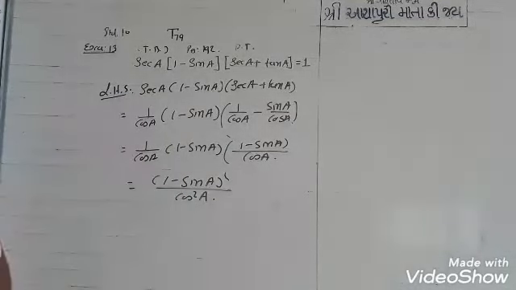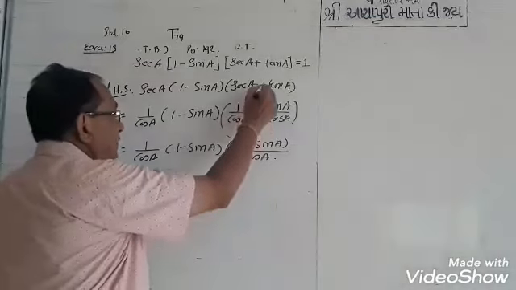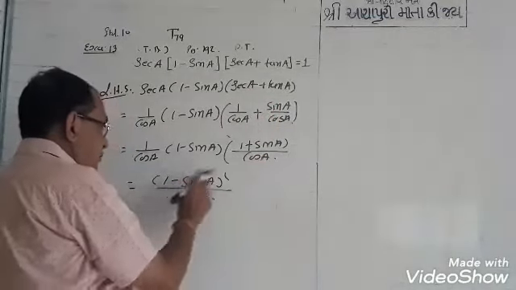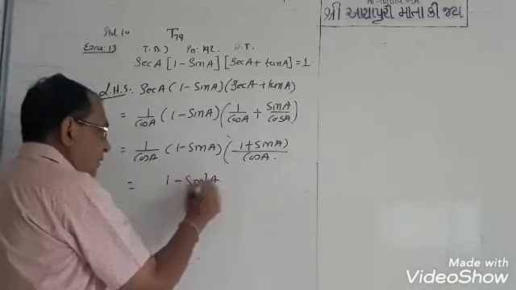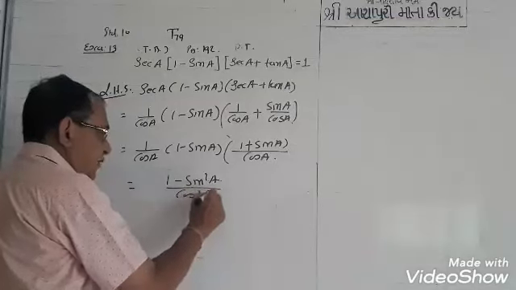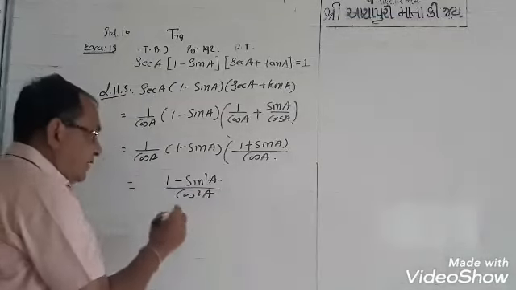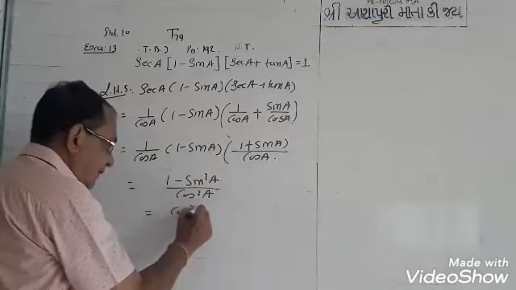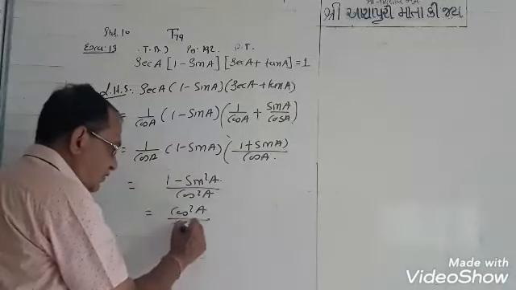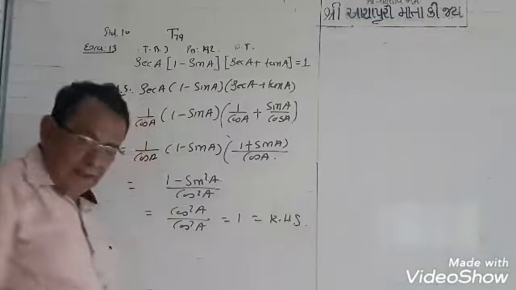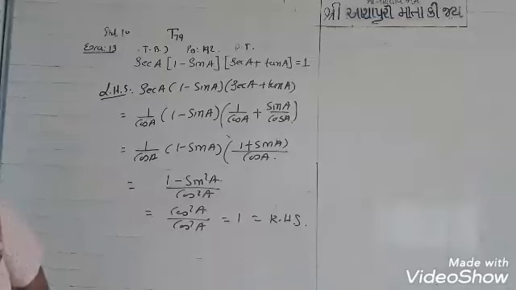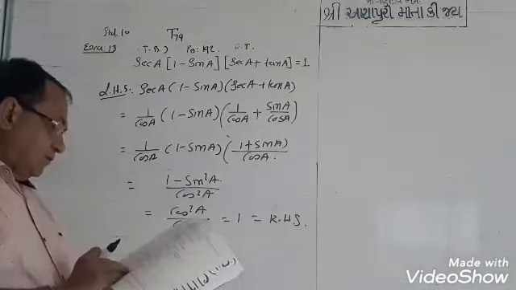1 minus sin A, and here plus is there, so plus, plus, so here 1 minus sin square A upon cos square A. 1 minus sin square A is equal to what? Cos square A. Cos square A upon cos square A is equal to 1, which is equal to the right hand side.